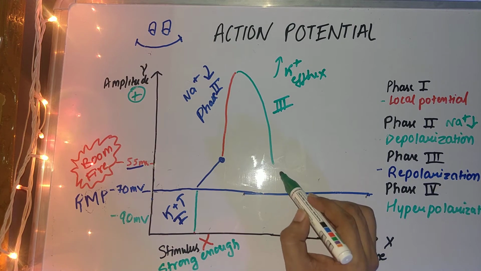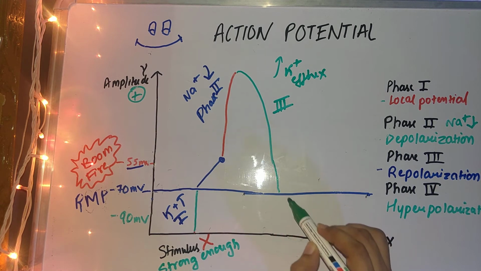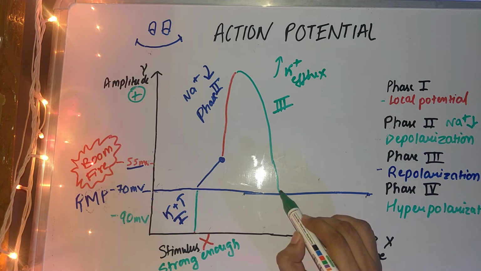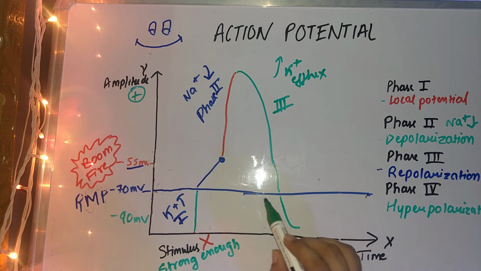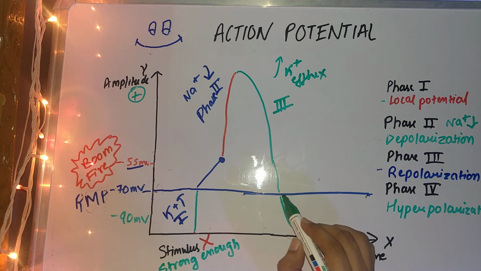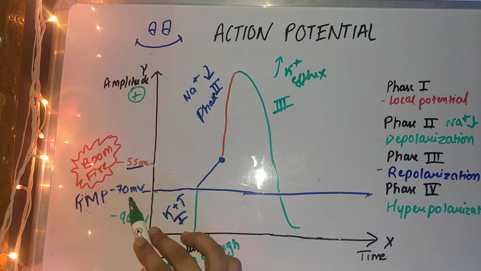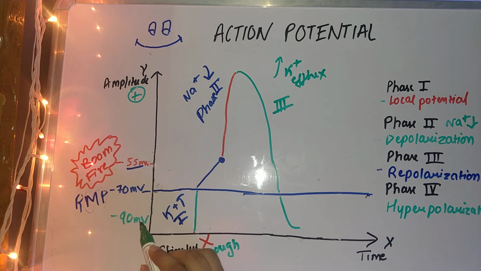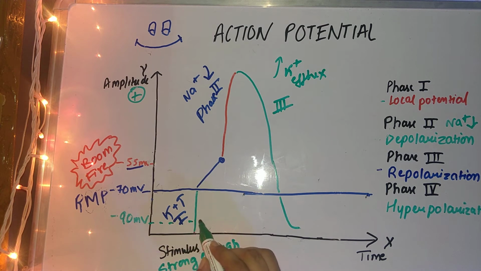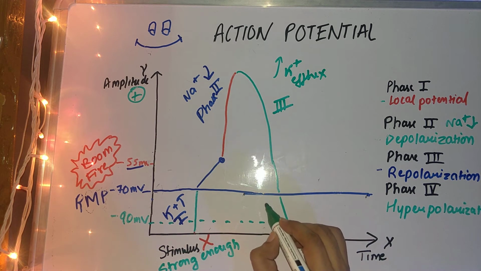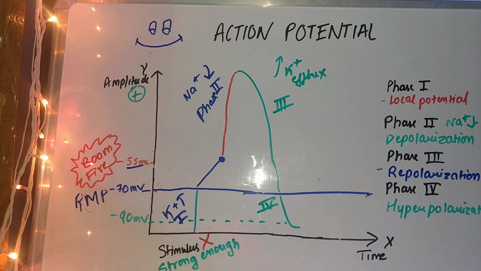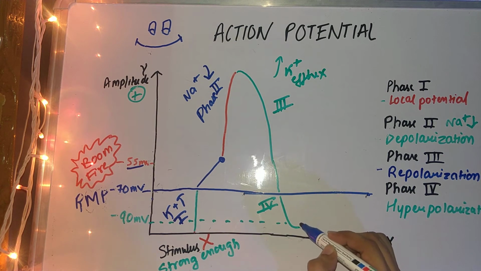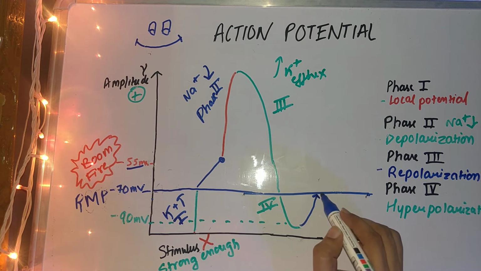Phase 3 doesn't stop at the resting membrane potential. It will not go back directly to the resting membrane potential of the rest cell. It will hyperpolarize, that means it will go even more negative than the resting membrane potential, up to minus 90. This is known as hyperpolarization, which is phase 4, before it goes back to its normal resting membrane potential.